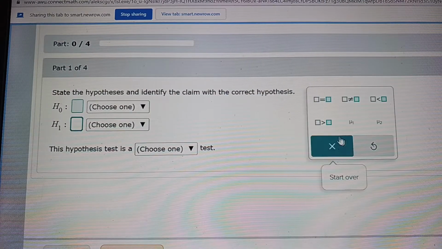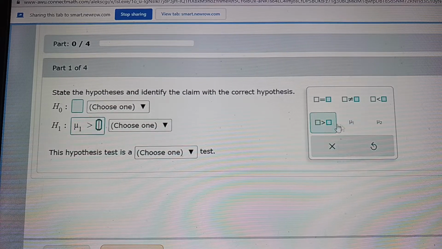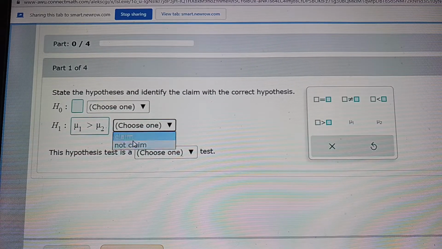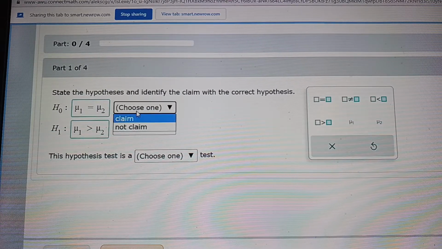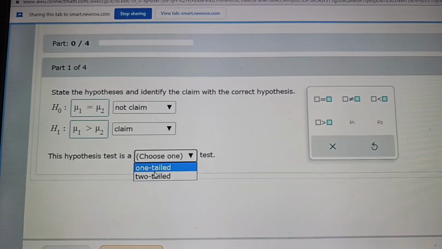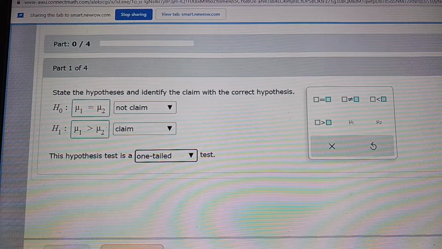So greater than is the claim, and that has to go in the alternative because it doesn't have an equal to. And therefore the null will be just equal to as always. One-tailed because this is greater than.